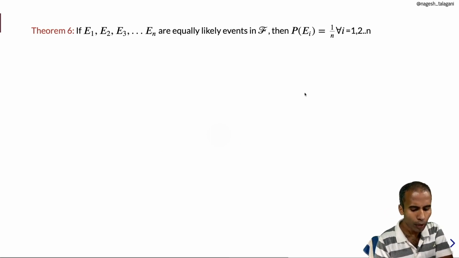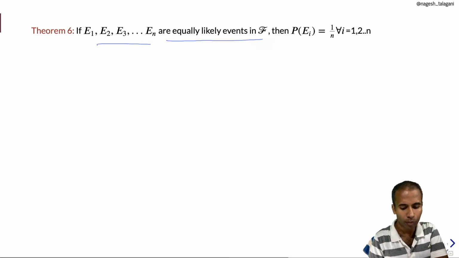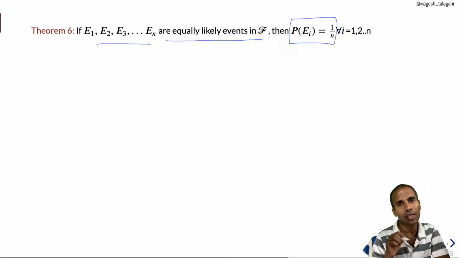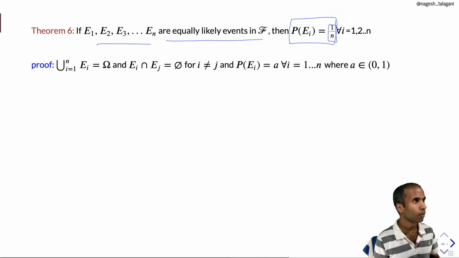If E1, E2, so on, En are equally likely events in event space, then the probability of Ei must be equal to 1 by n. We know that equally likely events should have the same probability, but that same probability must be equal to 1 by n if there are n equally likely events. Okay, let's prove this. Proof.